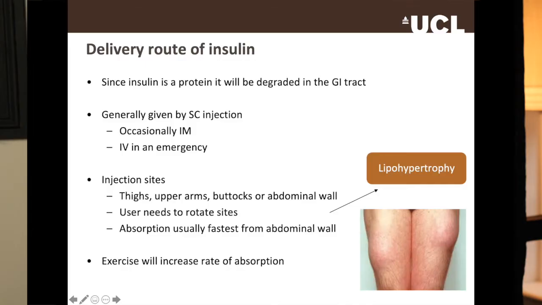And the reason it's injected rather than given orally is because insulin is a protein, isn't it? And so the first thing that's going to happen is the insulin is going to touch your stomach acid, and like any other protein that you might ingest, the stomach acid is going to hydrolyse it, and so it won't get out the other side of the stomach, and there'll be no insulin to be absorbed. So it's given by injection.